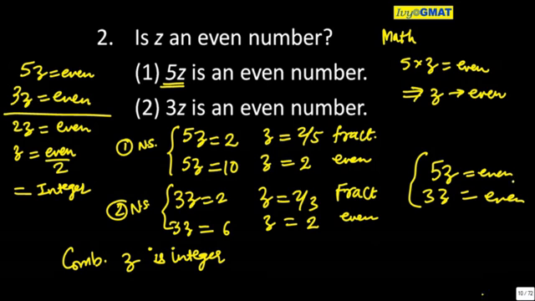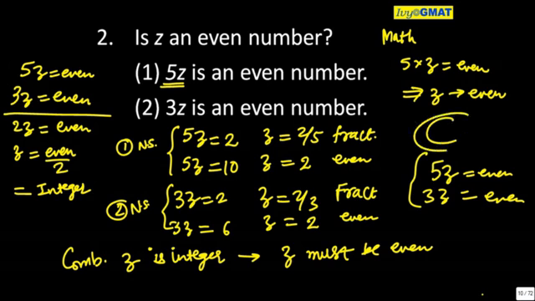5 into odd will never give me an even number. 3 into odd will never give me an even number. So what do I get from here? If Z is an integer, Z must be even. So by combining, I am absolutely sure that Z is even, and my answer for this is C.